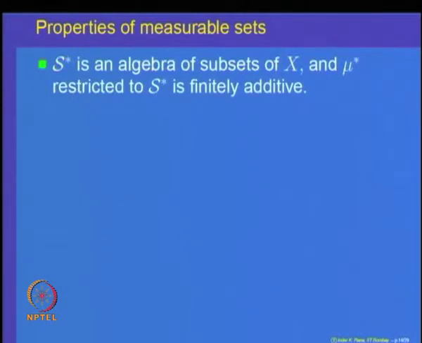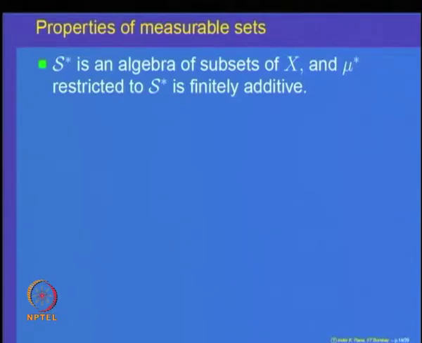Next, we want to check the property. The collection of all measurable sets includes the class of all subsets in the original algebra A, and we want to check now that it is an algebra of subsets of X. That means, and mu star restricted to S star is finitely additive. So, two things we want to check: one, S star is an algebra, and mu star restricted to S star is finitely additive. So, let us see what we have to check for this.